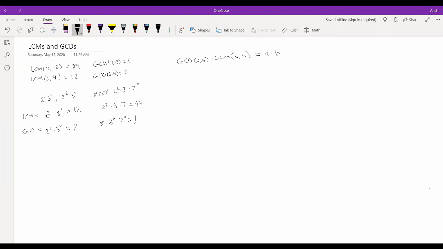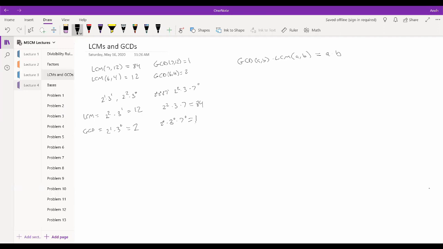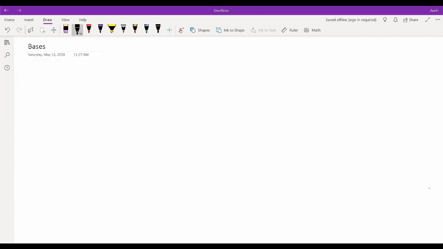And this is a pretty important property. So now we'll be moving on to our final topic for the day, which is bases and change of bases, arithmetic and bases.